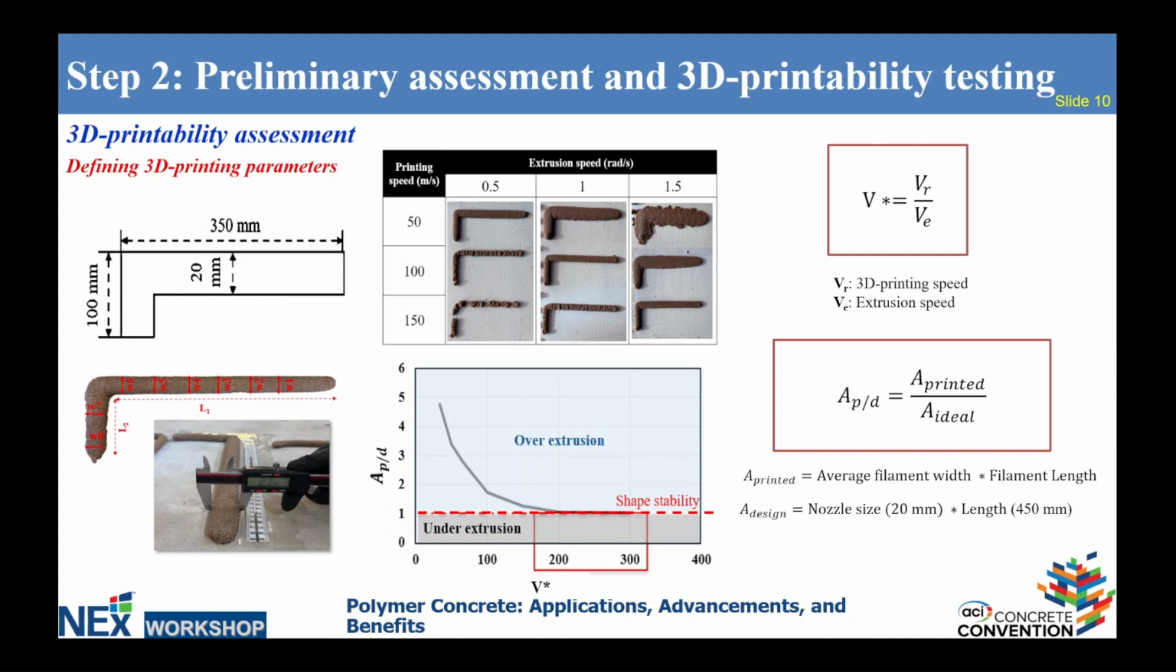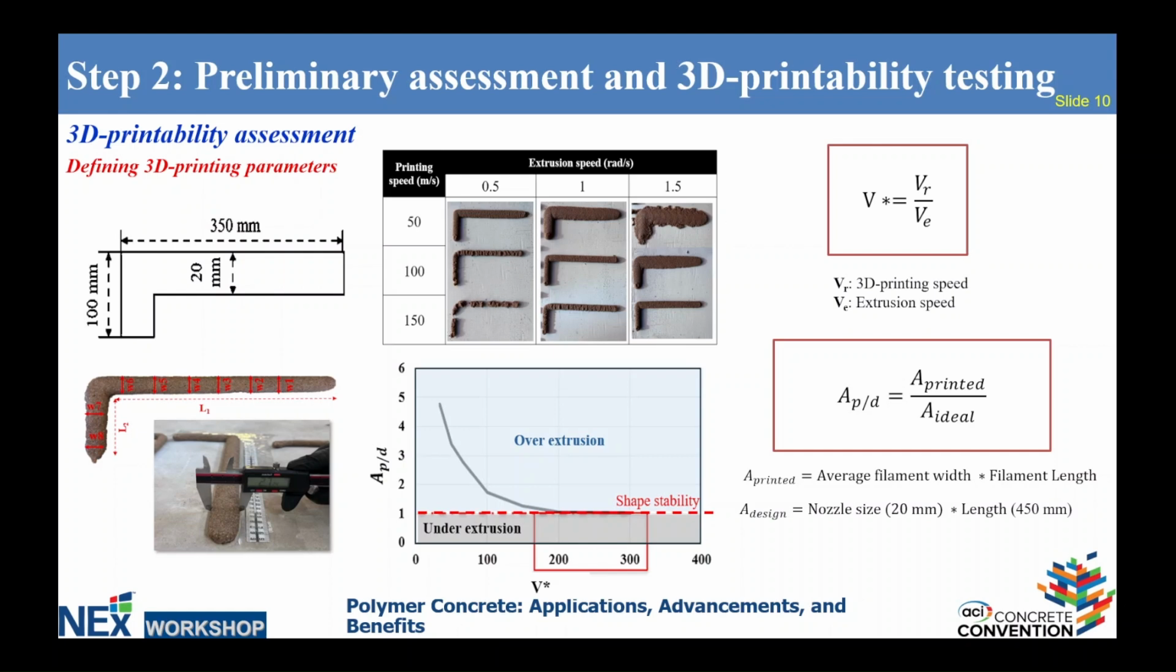So we started by defining the 3D printing parameters, and to do that, we selected different printing speeds, 50, 100, 150, and different extrusion speeds, and we 3D printed an L shape. This is the design shape that we 3D printed, and we measured the width and the length of it.